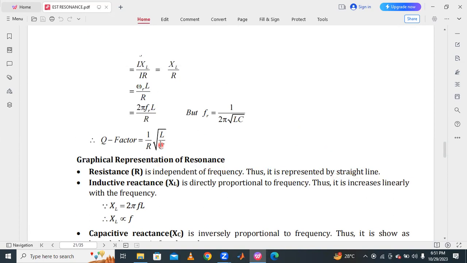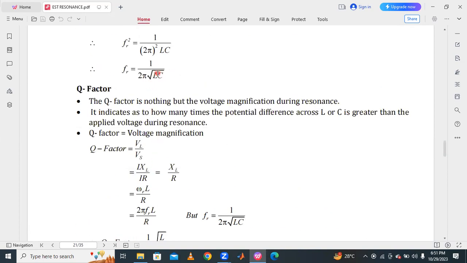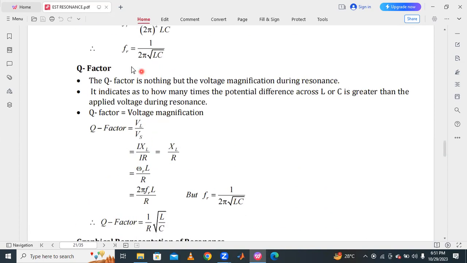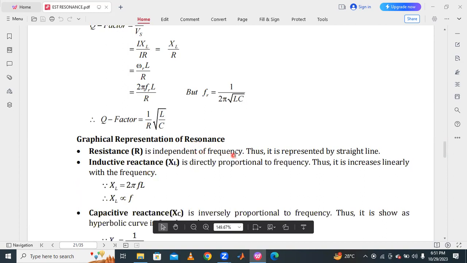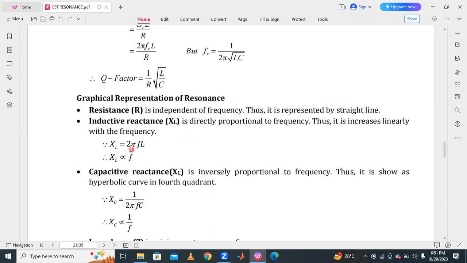Okay, so f_R is equal to 1 by 2π root LC. That's why there is no relation between resonance frequency and resistance under resonance condition, so it is independent of frequency. Inductive reactance is proportional to f. That's why if the frequency increases, inductive reactance also increases, so from the origin it rises like a slow ramp.